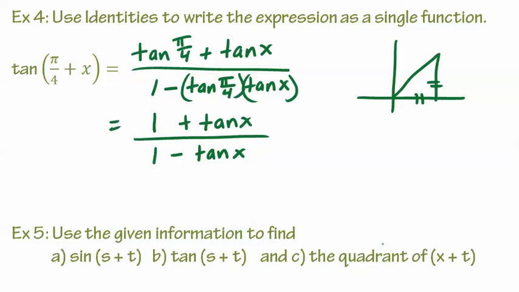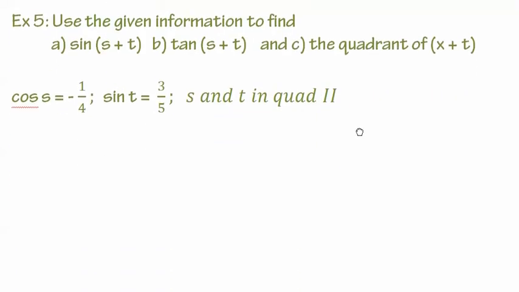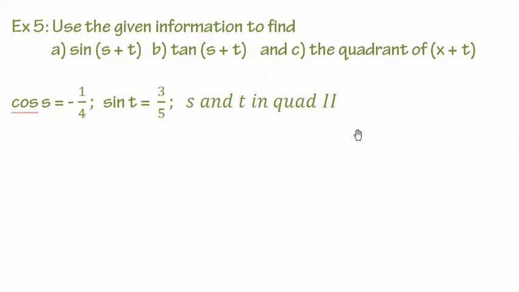Okay, then let's do this longer problem. We did one like this in class. So we've got some information that's given for 2 different angles. So notice we know the cosine of angle S is negative 1/4 and the sine of angle T. So these are 2 different angles. And for this problem, it says that S and T are each in quadrant 2. So we've got 2 different angles.